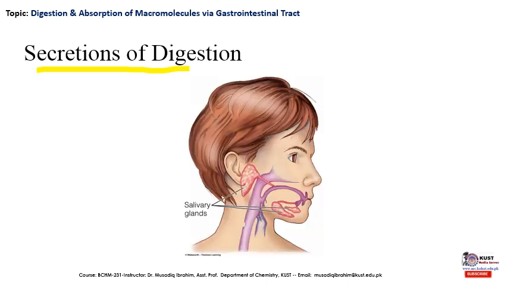Now the secretions of digestion. As we are discussing the mouth area, in this figure you can see that there are salivary glands present below the ear area and in the lower jaw. They are secreting saliva, which is helping in the mastication, moistening of food within the mouth, and also helping in swallowing the food.